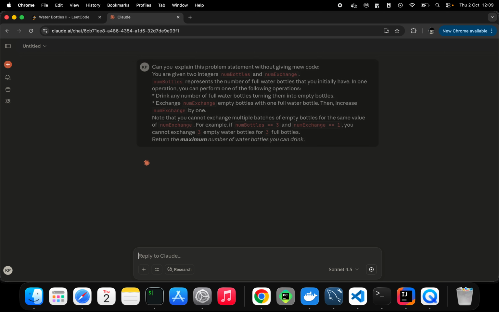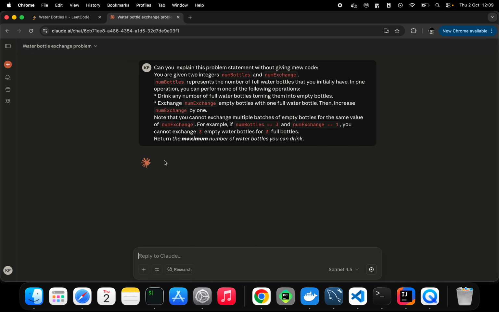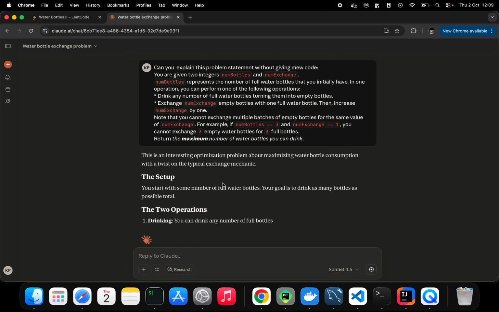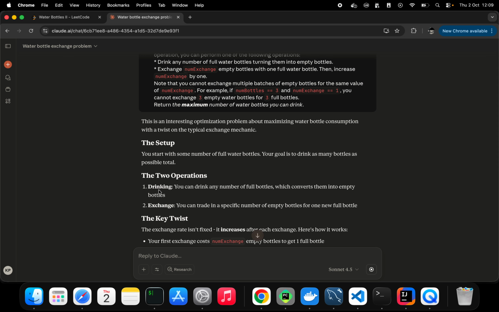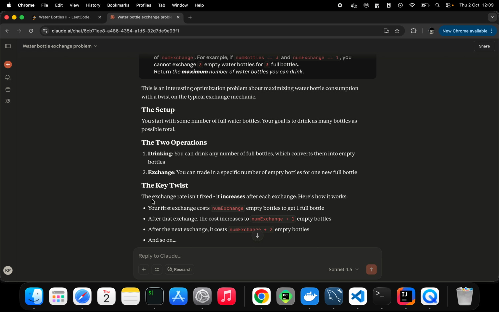Okay, let's see. We start with some number of full water bottles, and your goal is to drink as many bottles as possible. Two operations: drinking, where you can drink any number of full water bottles, which converts them into empty bottles. Then you can trade in a specific number of empty bottles for one new bottle. The exchange rate isn't fixed, it increases after each exchange. Your first exchange costs numExchange empty bottles to get one full bottle.